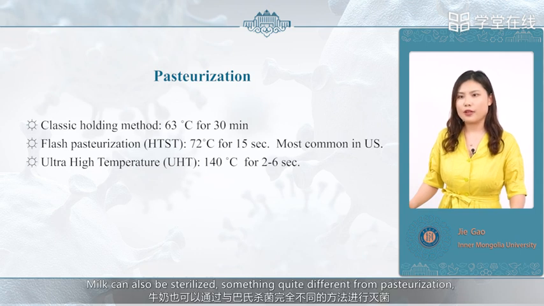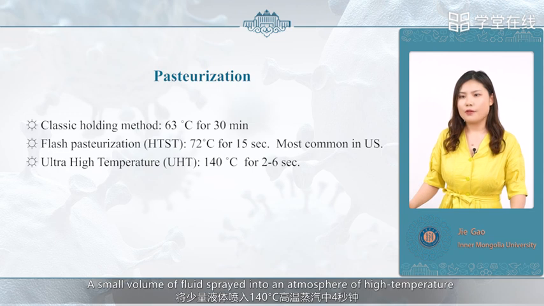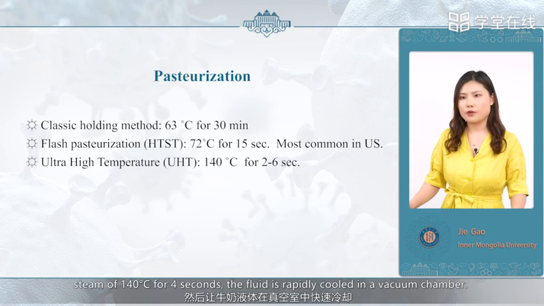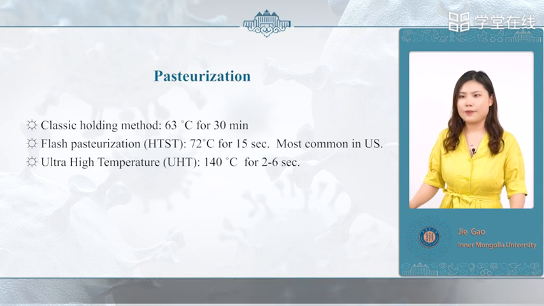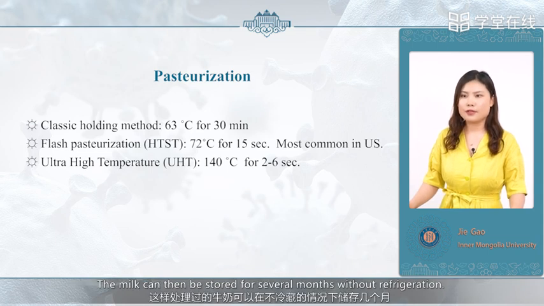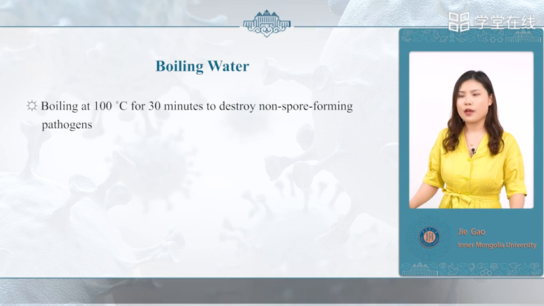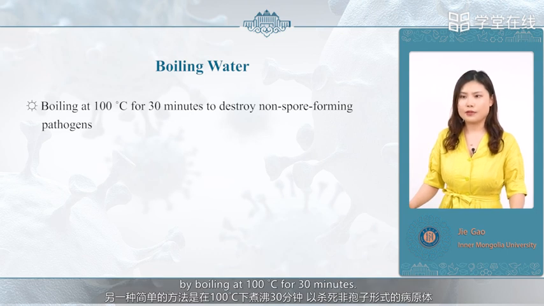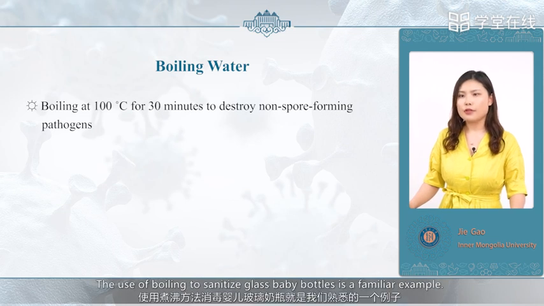Milk can also be sterilized, something quite different from pasteurization, by ultra-high temperature (UHT) treatments. A small volume of fluid is spread into an atmosphere of high-temperature steam of 140 degrees for 4 seconds. The fluid is rapidly cooled in a vacuum chamber. The milk can then be stored for several months without refrigeration. Another simple method to destroy non-spore-forming pathogens is boiling at 100 degrees for 30 minutes. Boiling, even at high altitudes, will kill most pathogens. The use of boiling to sanitize glass baby bottles is a familiar example.